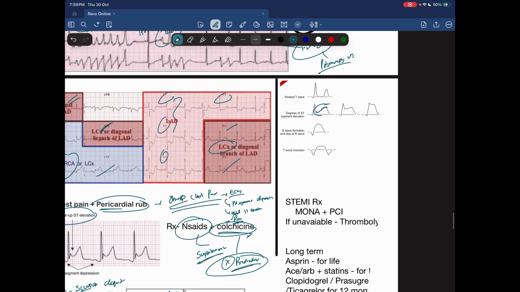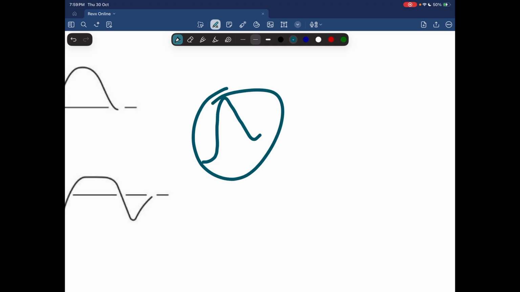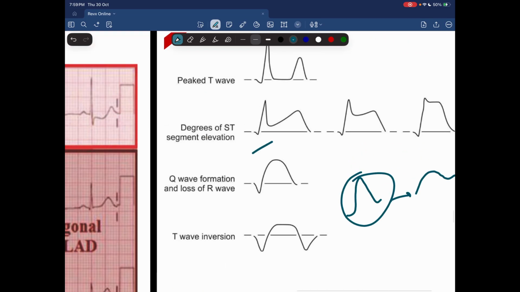Okay, so we'll go into just a bit more detail. In MI, first we'll get hyperacute T waves. Don't use the words tall tented T waves. Tall tented T waves are for hyperkalemia. So you'll get hyperacute T waves. Following this, there'll be ST elevation, and following ST elevation, then Q waves.